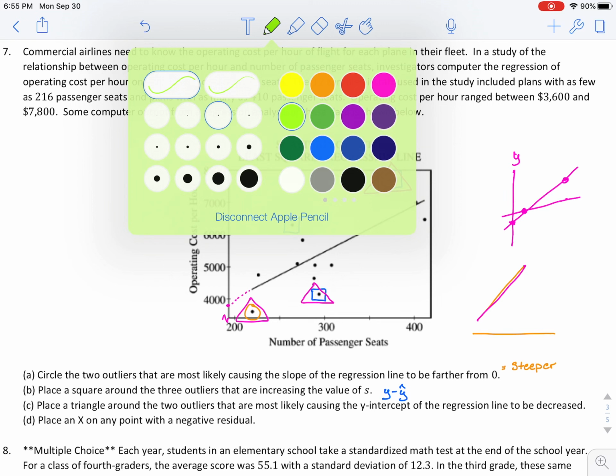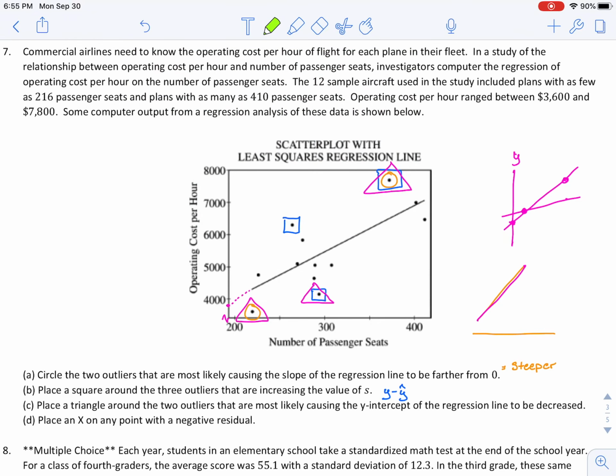And then lastly, it wants all the points with a negative residual. This is not a residual graph, but residuals, again, are y minus y hat. To be negative, these are the ones where your y values are smaller than what's being predicted. So all of these would have a negative residual, because they are all below the line of best fit, they would all have a y value that's smaller than what's being predicted.